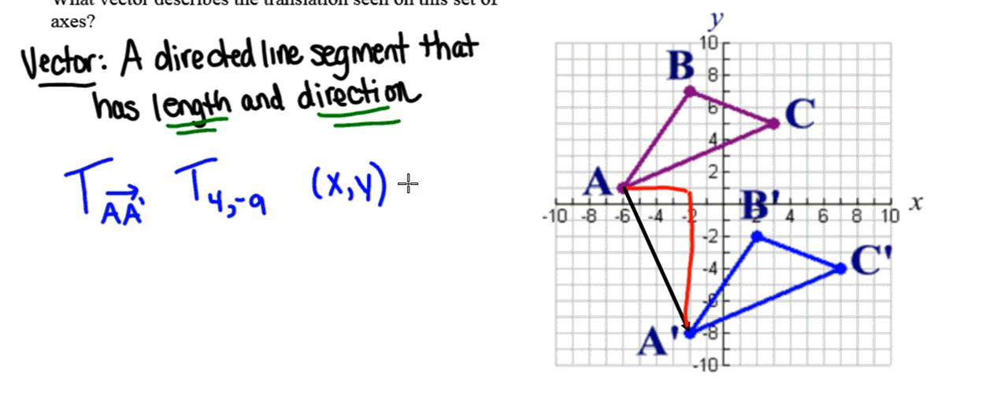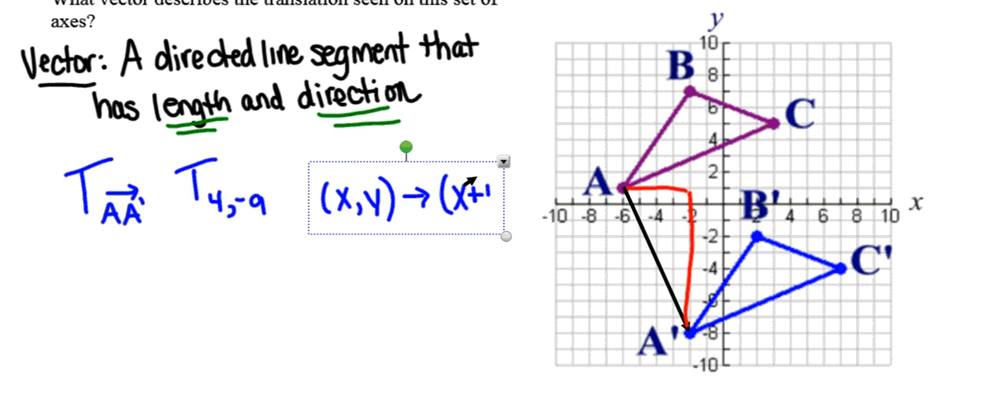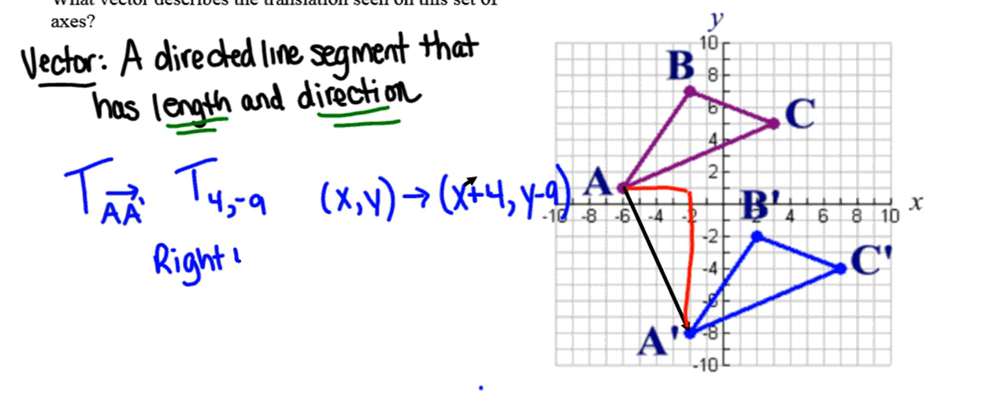which we might also say takes a point with coordinates (x, y) and adds 4 to the x value and subtracts 9 from the y value. We might also say this translation, or this vector, moves a point 4 units to the right, 9 units down. So these are all ways of saying exactly the same thing. So we've got a lot of different ways to notate the exact same vector.